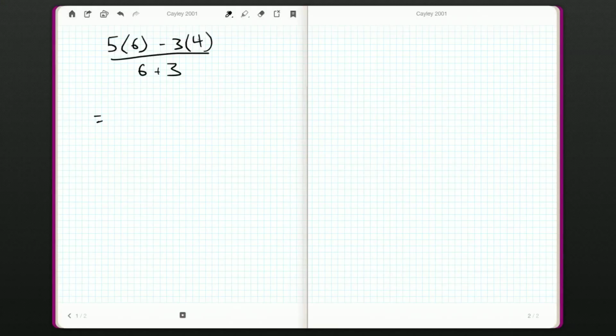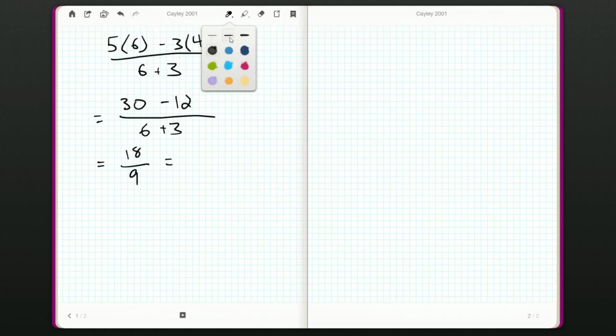We're going to do order of operations. So I see multiplication here and a multiplication here. I'm going to perform them. So 5 times 6, 30, minus 3 times 4, that's 12. And we'll keep the 6 plus 3 on the bottom. Now I've got nothing left to do on top or bottom except some subtraction and some addition, so we're going to carry those out. 30 minus 12, that's 18 on top, and 6 plus 3 is 9 on the bottom. Finally, we can simplify this fraction a little more because 18 is 2 9s, so we'll be left with 2 over 1, which is just 2. So our final answer here is going to be 2.